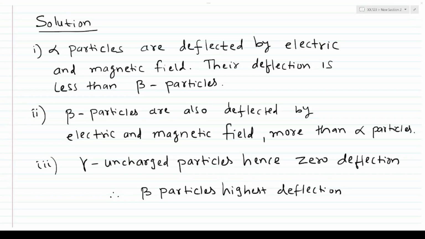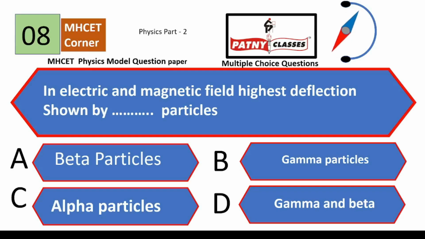Solution. Alpha particles are deflected by electric and magnetic field. Their deflection is less than beta particles. Beta particles are also deflected by electric and magnetic field, and their deflection is more than alpha particles. Gamma particles are uncharged particles and have zero deflection. Therefore, beta particles have the highest deflection in presence of electric and magnetic fields. Therefore, option A, that is beta particles have highest deflection, is the correct option.